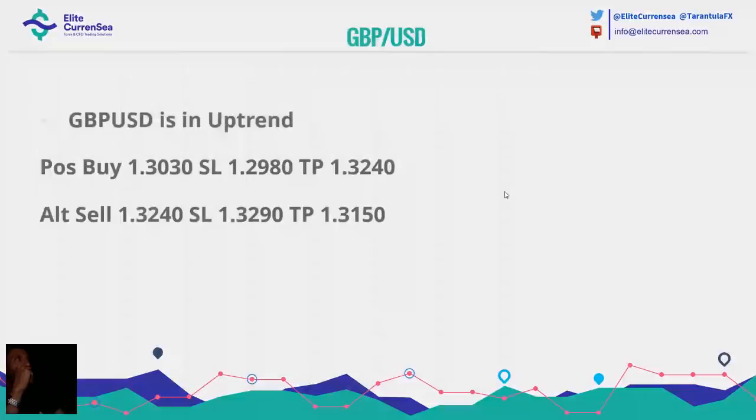Okay, the next one is GBP dollar. Positional buy around 30.30, 29.80 stop, TP 32.40, sell is 32.40, stop loss 32.90, TP 1.3150. So also GBP dollar, it's in uptrend.